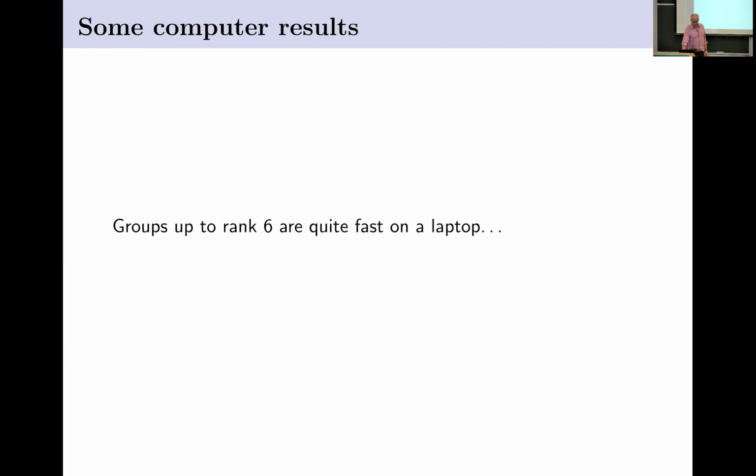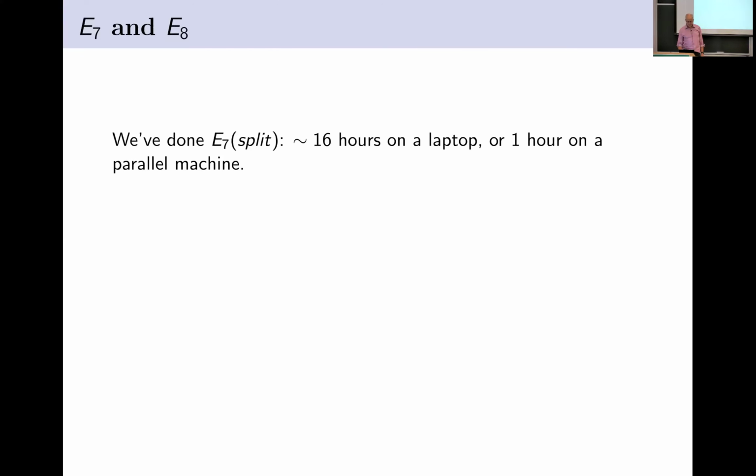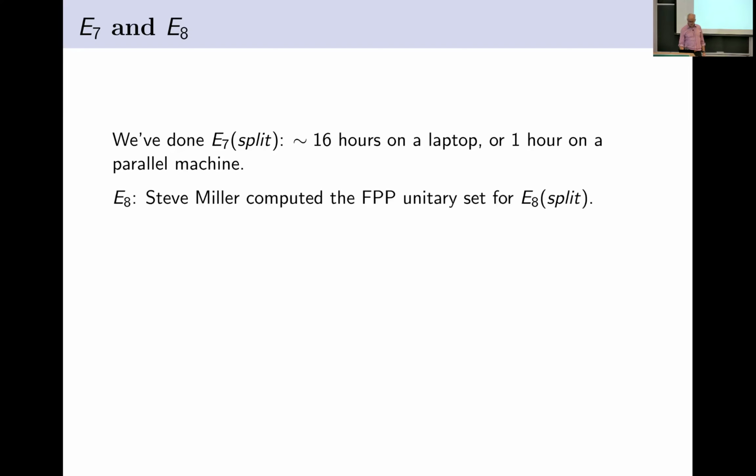All right, I'm going to skip the next couple of slides. If you want to look, here's a slide of the times for all of the groups up to rank 6, and you'll notice they're all extremely fast. I'll just say a few words about E8. We've done E7 split many times, and it runs in about 16 hours on a laptop or about an hour on a parallel machine. If somebody wants to talk to me about why that factor isn't a lot greater than 16, that's a very interesting topic.